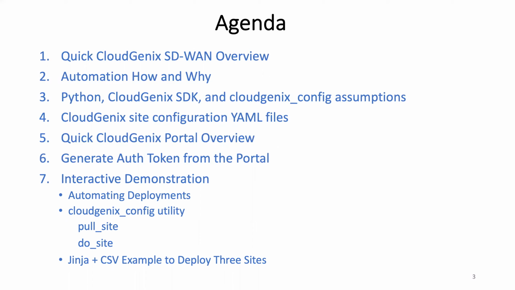We'll use the CloudGenix Config utility. The first piece of that is we'll use the pull site to actually export the configuration, and we'll use the do site to push that back. We'll also walk through Jinja templates and a CSV file that we're going to use as our data repository to actually deploy 3 sites.